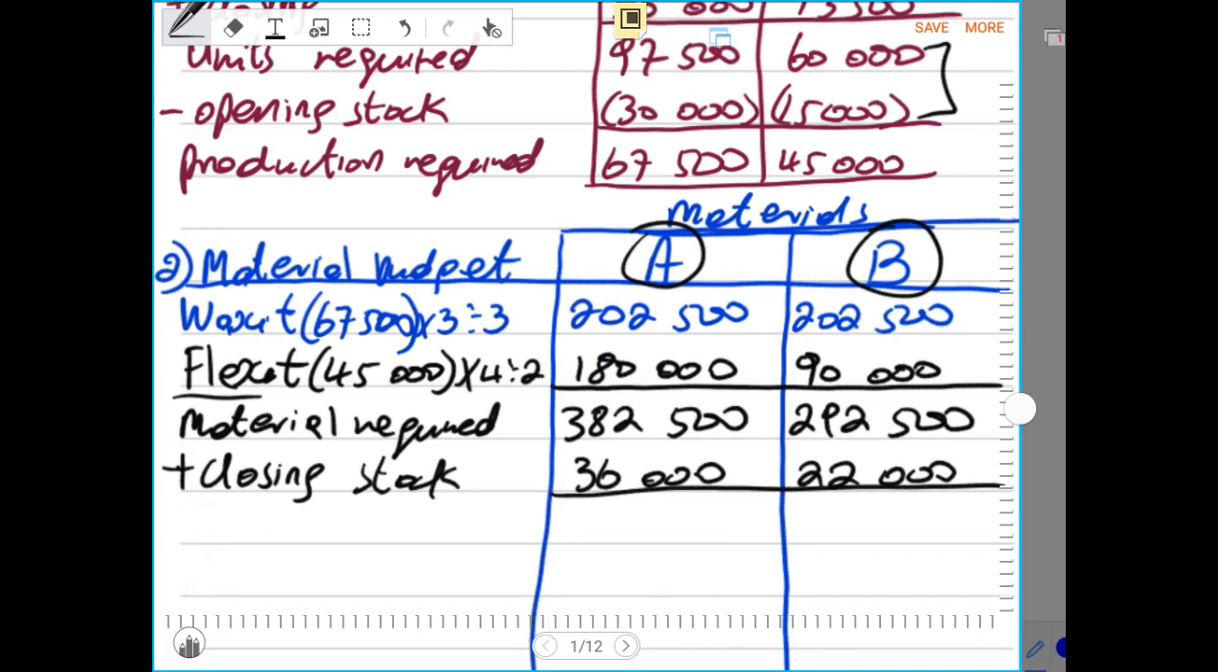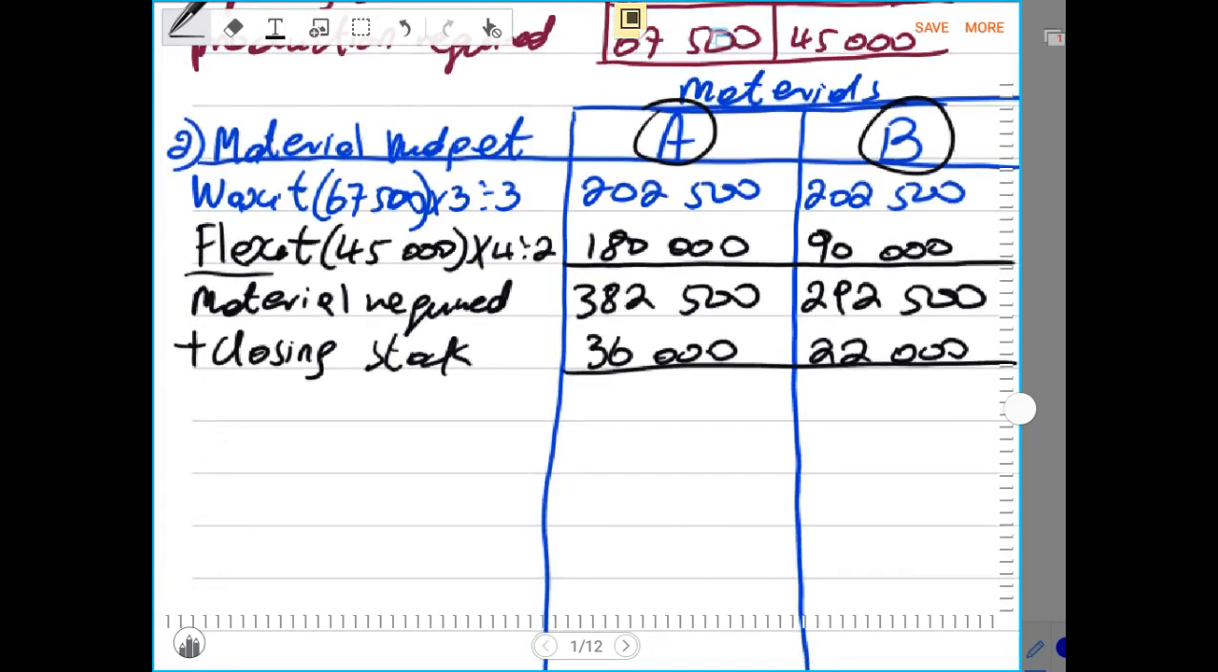And after we have added the closing stock, this will give us the total material required. And when it gives us the total material required, then we can immediately deduct the opening stock. Total material required.